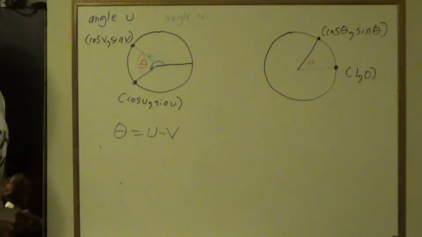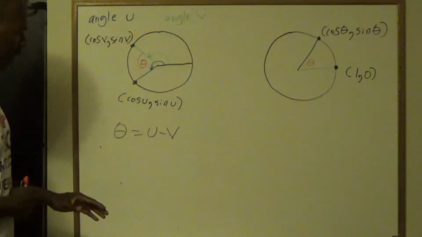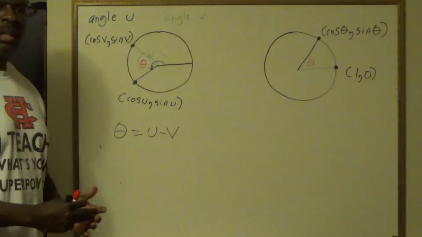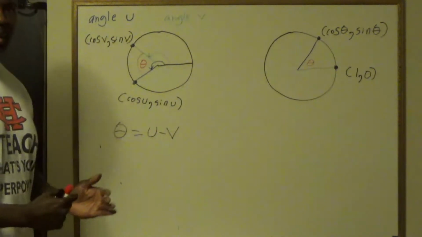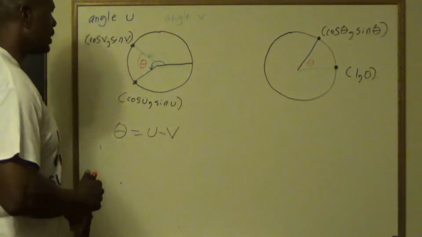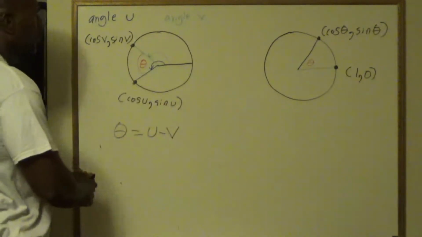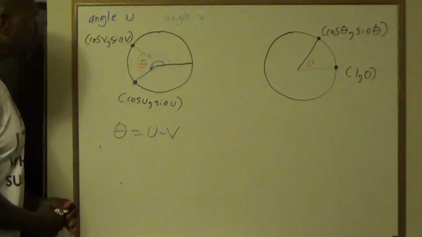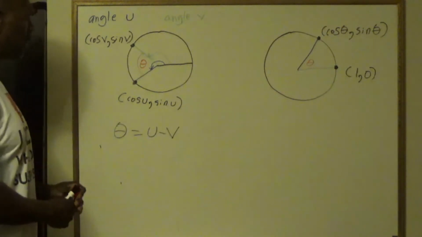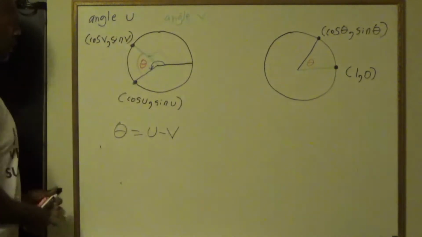And I try to make my U's and V's distinct. In mathematics, a lot of properties, we customarily use U and V, though sometimes students have a problem with the distinctiveness of the letter U and the letter V. So I'll try to bring out that distinctiveness. Okay, so again, I have this angle U in blue, this angle V in green, and this angle theta, which is U minus V.